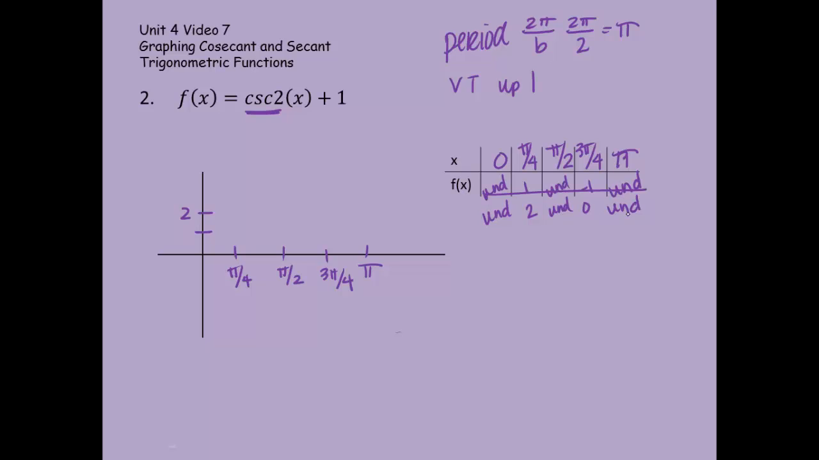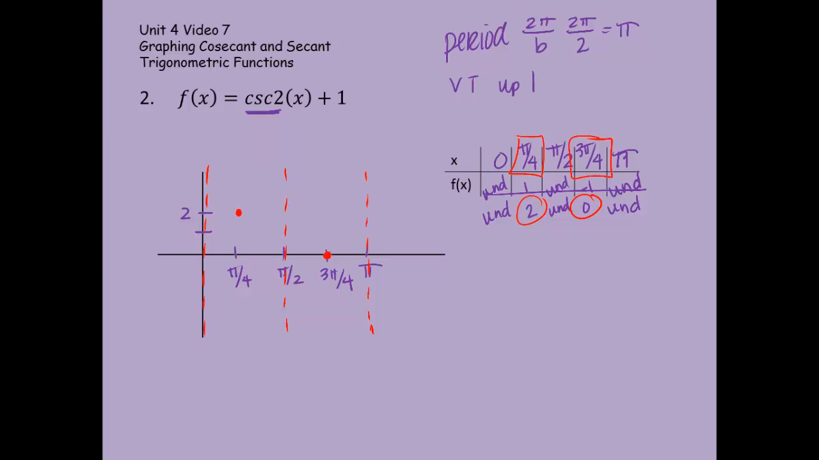At my 3 undefined places, I'm going to draw my asymptotes. Then I'm going to put my points at 2 and 0 where they belong, at pi over 4 and at 3 pi over 4. So at 2 and at 0.